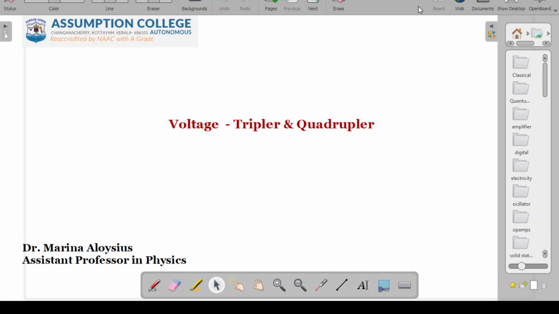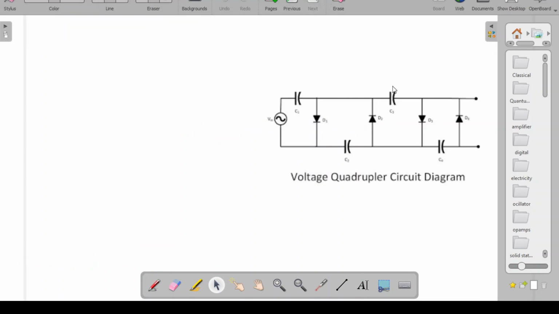Hello students, today we shall understand about voltage multipliers, and that too about a voltage tripler and a quadrupler. Shown here is a circuit diagram of a voltage tripler and a quadrupler. Both of these can be made to work from this particular circuit.